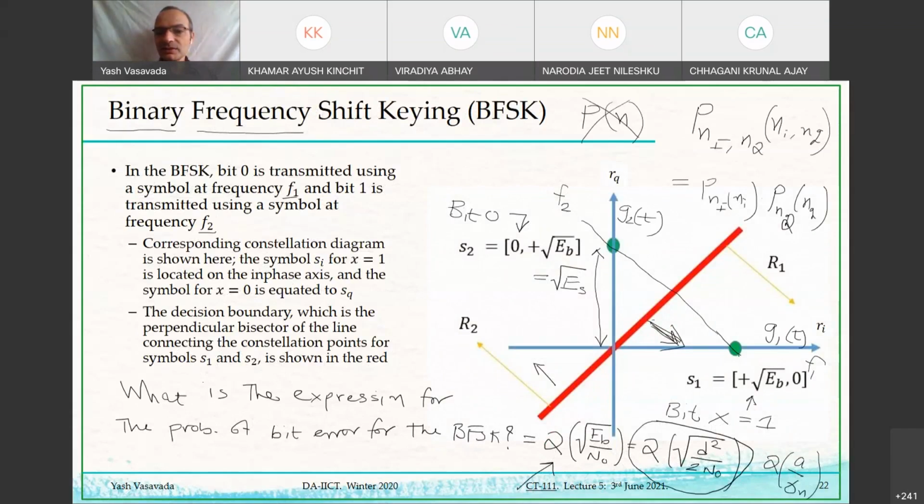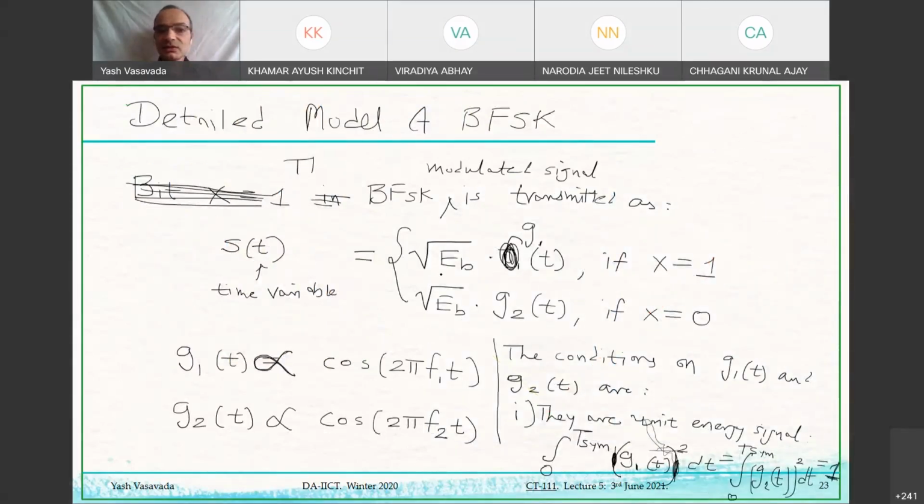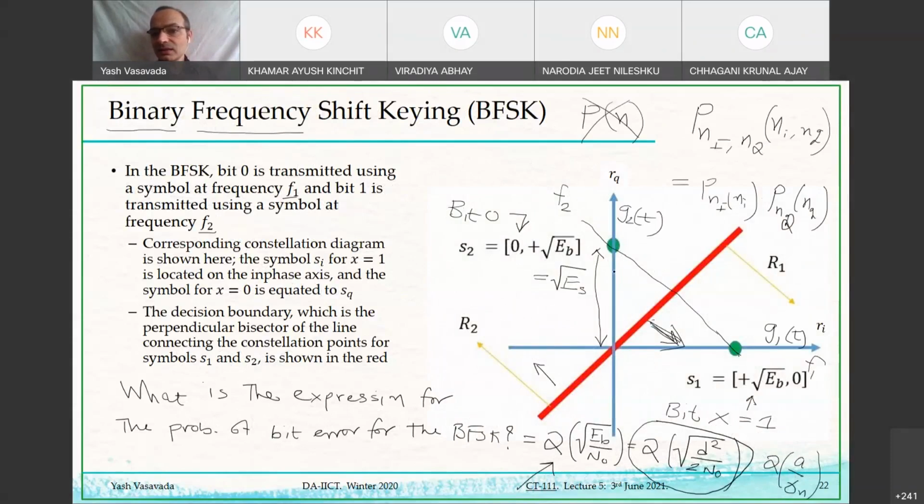Why does it become exact? Because remember, the transmitted signal is square root of EB times g1 or square root of EB times g2, and that is exactly what this says. The y-axis is g2 of t, and we are multiplying it by square root of EB. If I abstract out g2 of t, then all that I need to say is the coordinate, which is 0 and square root of EB. When transmitting bit 0, signal S2, I am not making use of g1 of t at all, and therefore the corresponding multiplier becomes 0. I multiply g1 by 0 and g2 by square root of EB, and I get this constellation point. Similarly, I get the constellation point for X1 as square root of EB and 0.